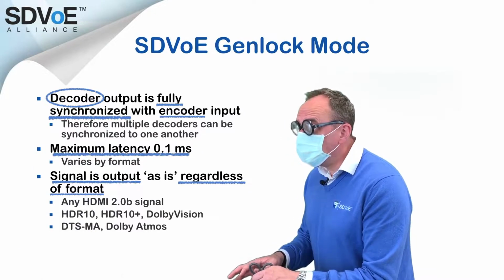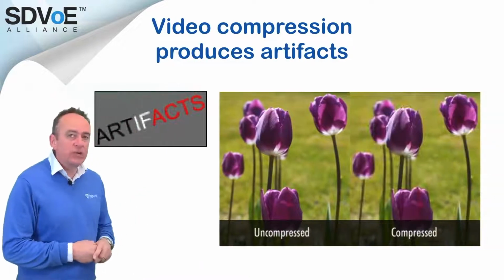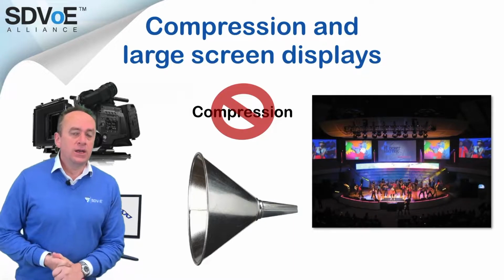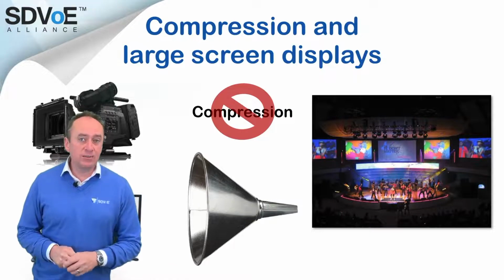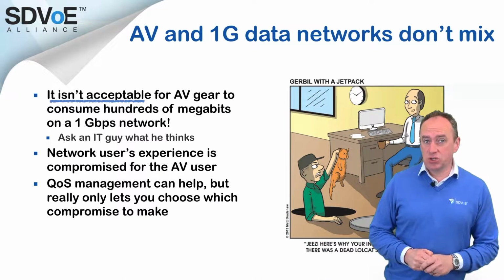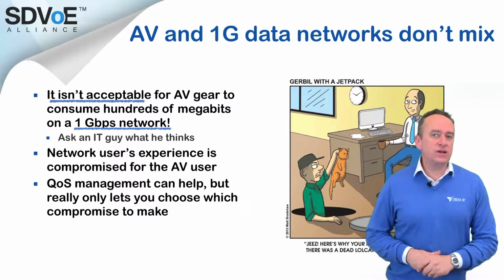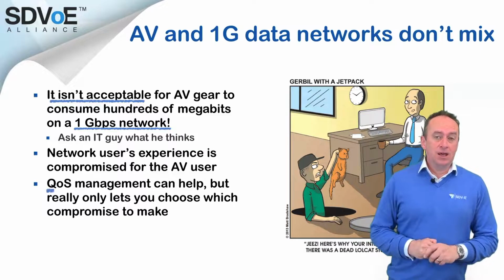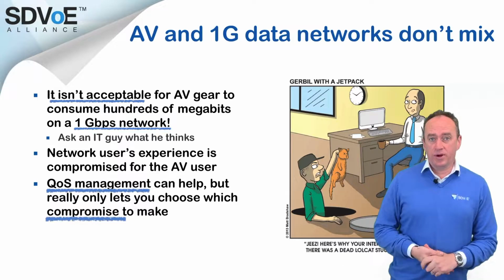Whenever video is compressed, artifacts will appear on the screen, and the bigger the screen, the more noticeable those artifacts become. Now, with 1 gig networks, there's little choice other than to massively compress the original image. And in today's 4K world of video, it's not really acceptable to consume most of a 1 gig network with AV. No matter how clever the compression codecs are, it still has a huge effect on the data performance of that network. And while features like quality of service can help, it only lets you choose which compromises you want to make.